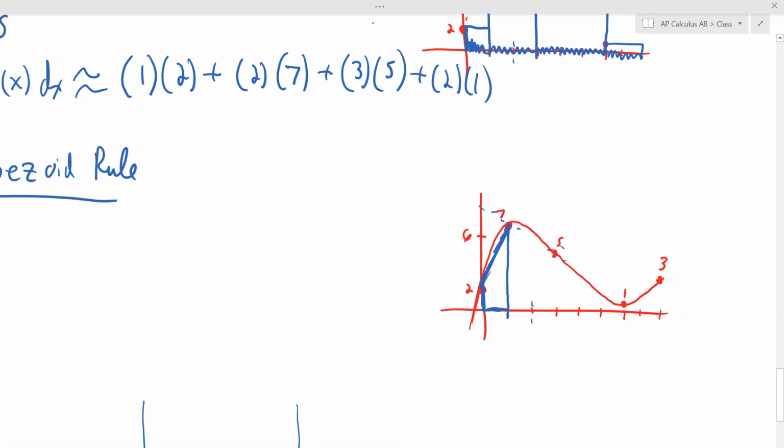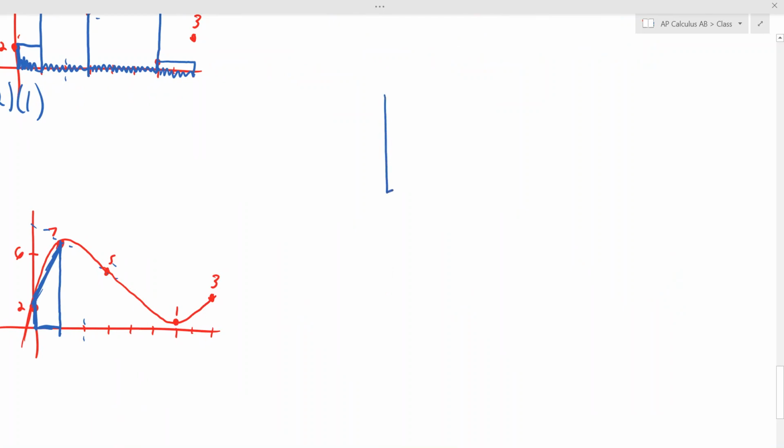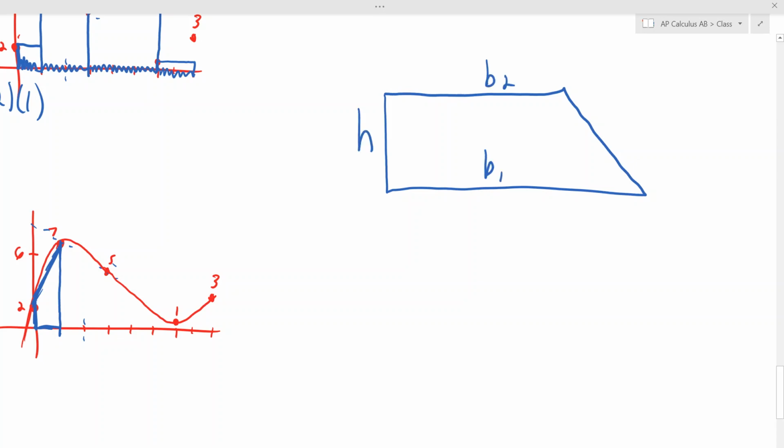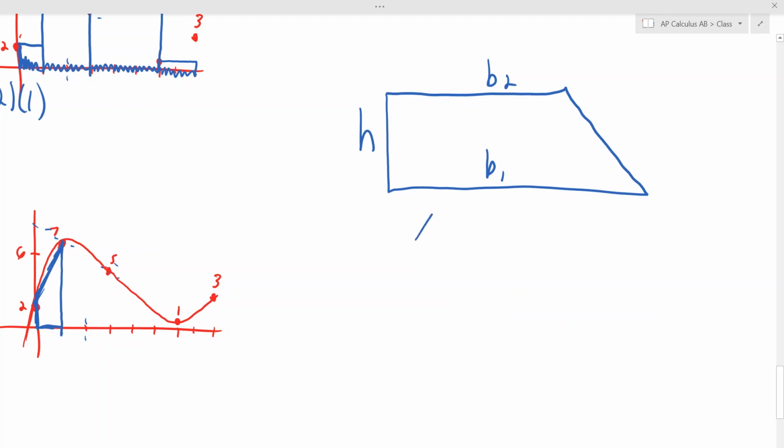All right, so let's talk about trapezoids for a hot second, because sometimes kids don't like them very much, but they're pretty sweet. A trapezoid has a height, it has a base 1 and a base 2. And the area of a trapezoid is 1/2 the height. It's just like a triangle. It's half the height, but you got to add the bases. Base 1 plus base 2.